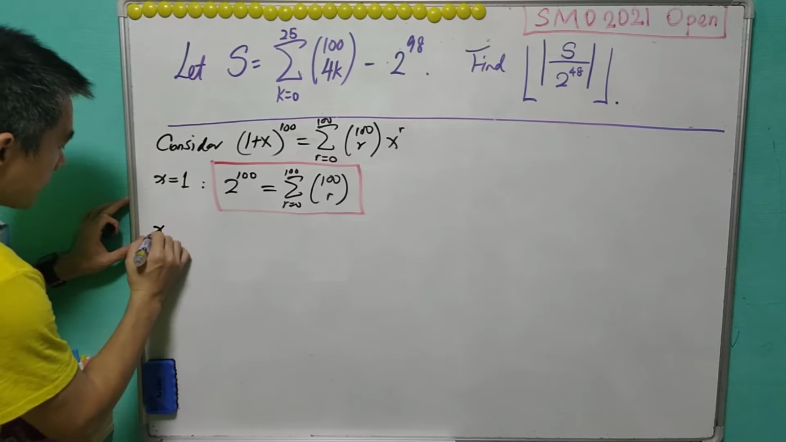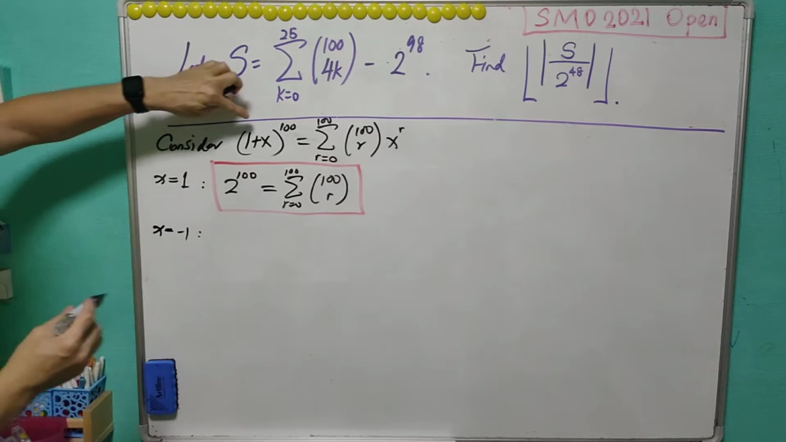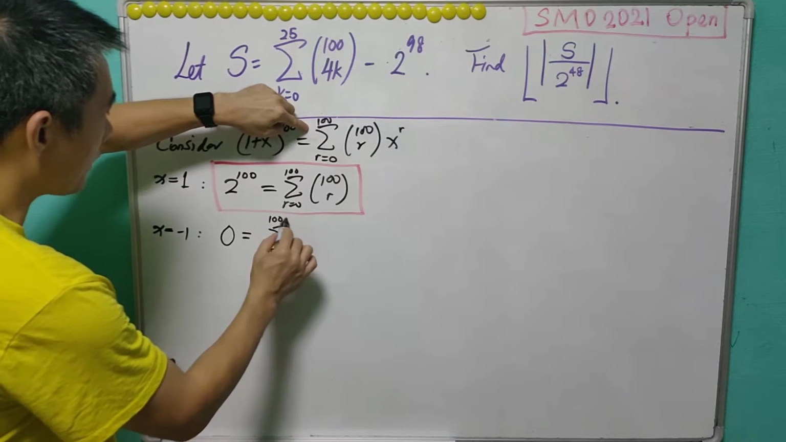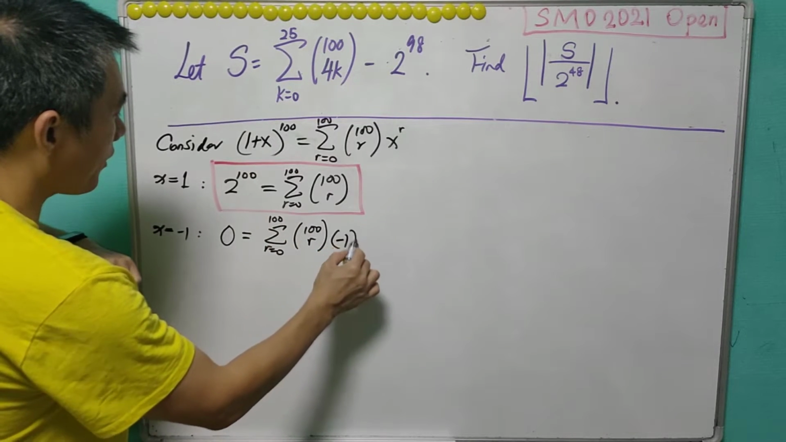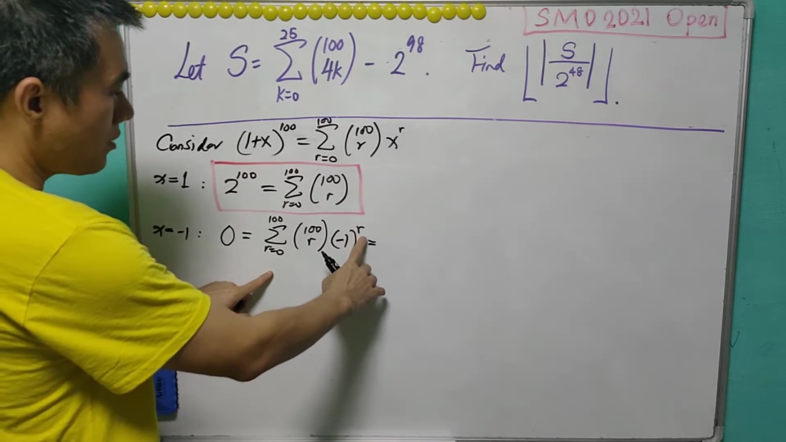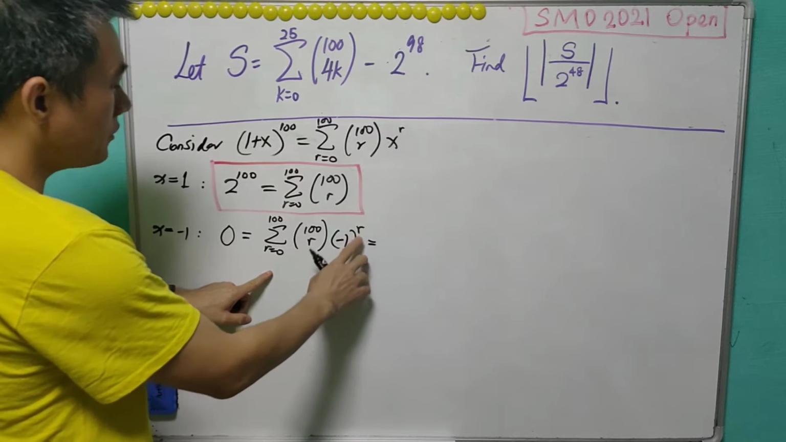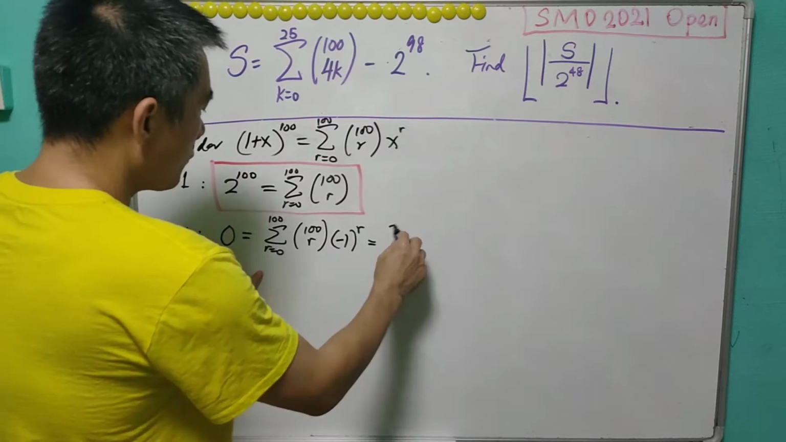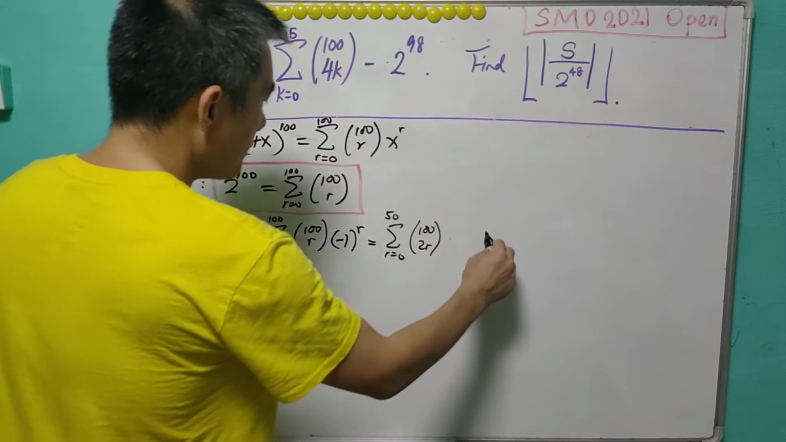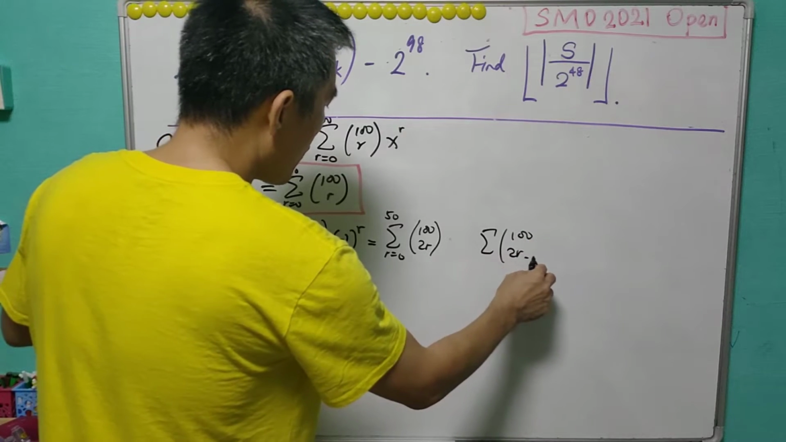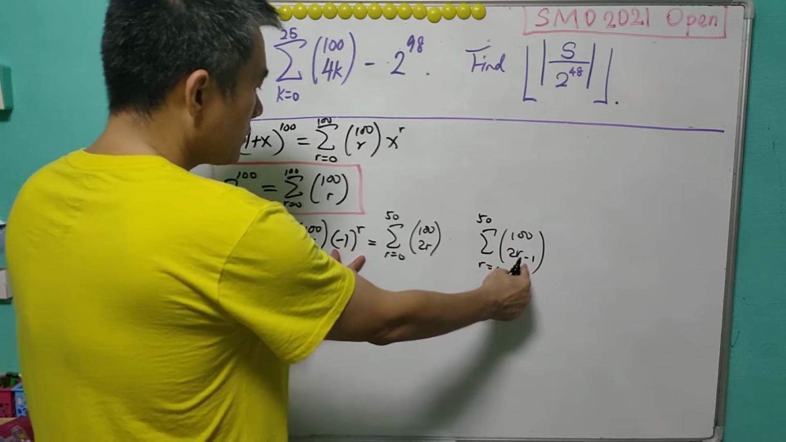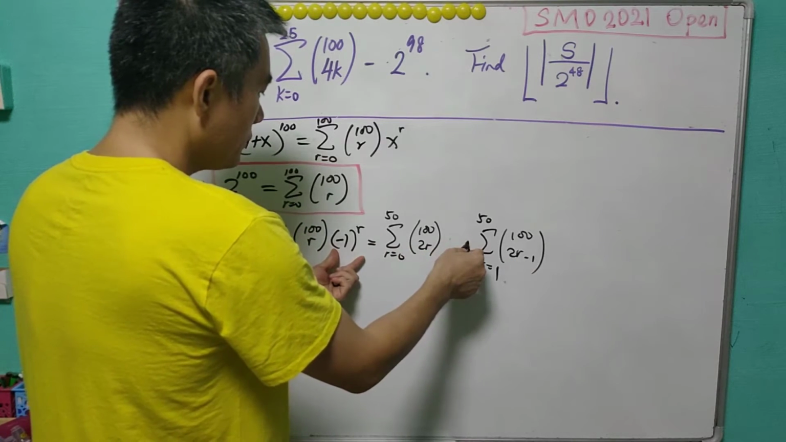Next, we'll consider x equals negative 1. If x equals negative 1, the left-hand side will be equal to 0. For the right-hand side, it is the summation of 100 choose r, times negative 1 to the power of r, r equals 0 to 100. We can separate this into two cases, because negative 1 to the power of r is equal to 1 if r is even, and negative 1 if r is odd. So we separate into 100 choose 2r, r from 0 to 50, and 100 choose 2r minus 1, r from 1 to 50. When it is an even number, this is positive, and when it is an odd number, this is negative, so it will be equal to this expression.